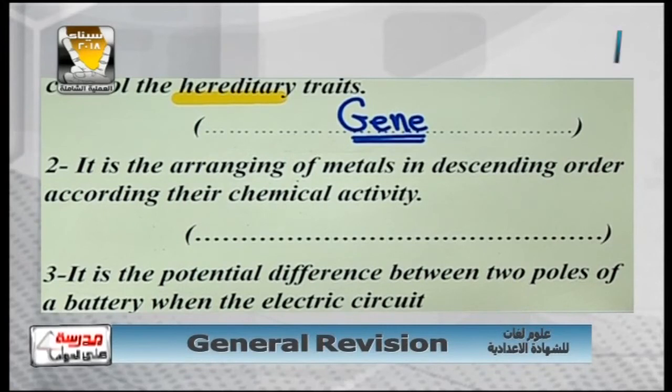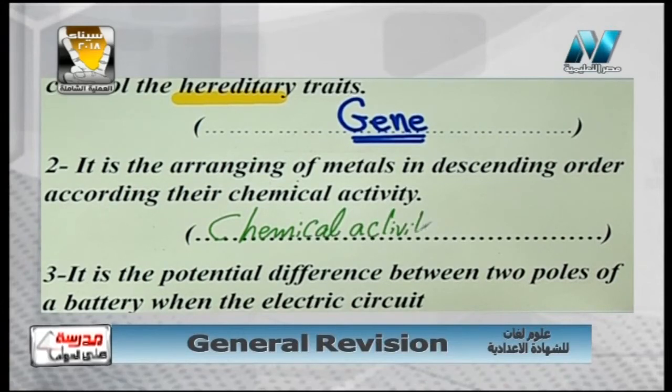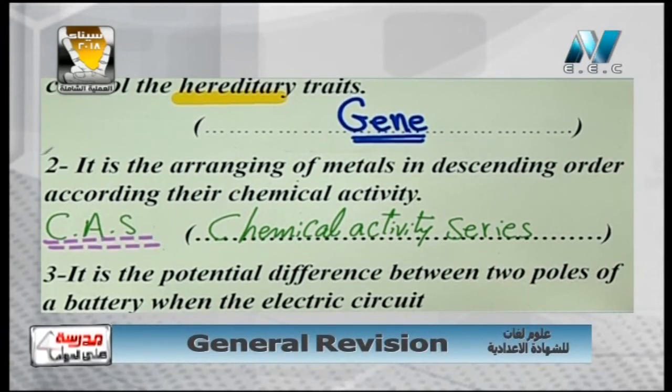Of course here we have the chemical activity series, or CAS as you like. The chemical activity series, or CAS, is the arranging of metals in descending order according to their chemical activity.